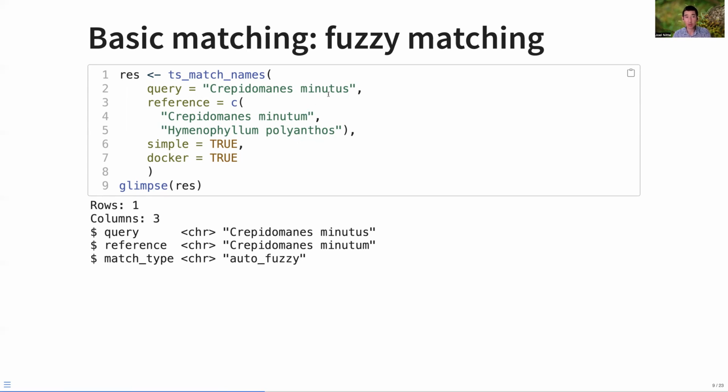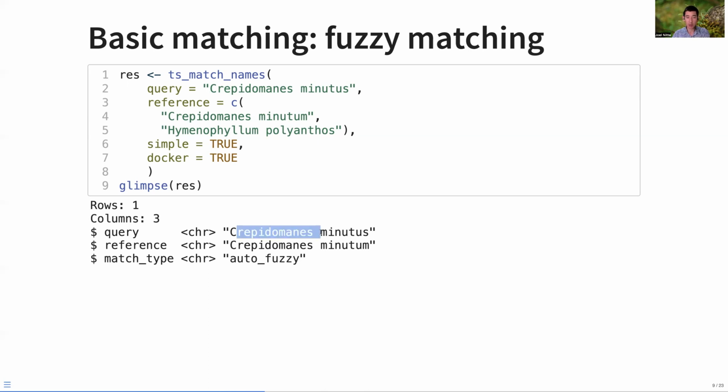So Crepidomanes minutum matching to either Crepidomanes minutum or Hymenophyllum polyanthos. And simple true means return a simple version of the output. Docker true means that we are using Docker, so we don't have TaxonTools installed locally. And this is what the output looked like on the bottom.